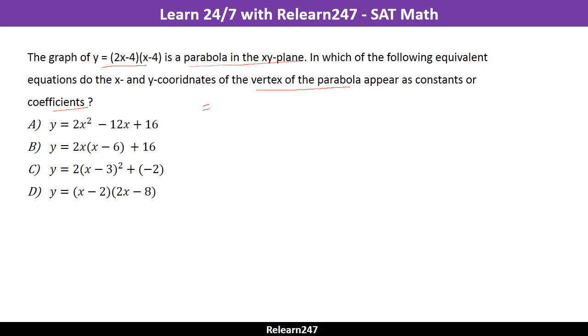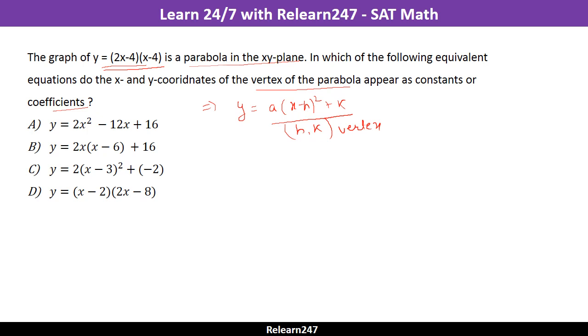So the approach should be, we just need to find the vertex equation of the parabola. The vertex equation of the parabola is y is equal to a into x minus h whole square plus k, where h and k are the vertex of the parabola, right? So we just need to convert this given equation into this form so that we can check our answer and mark the correct option.